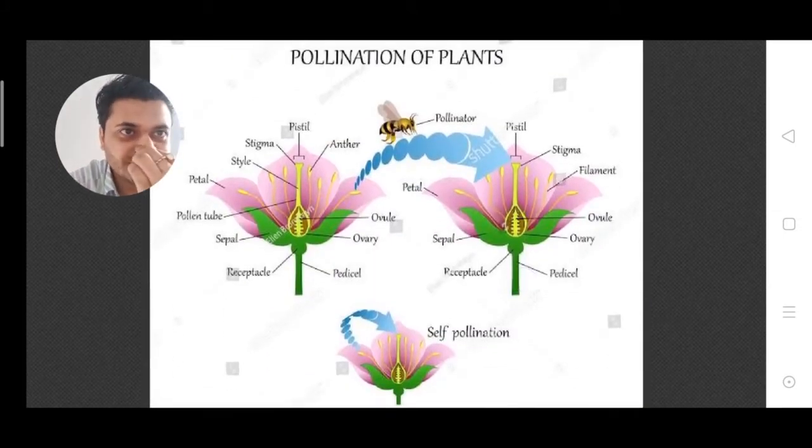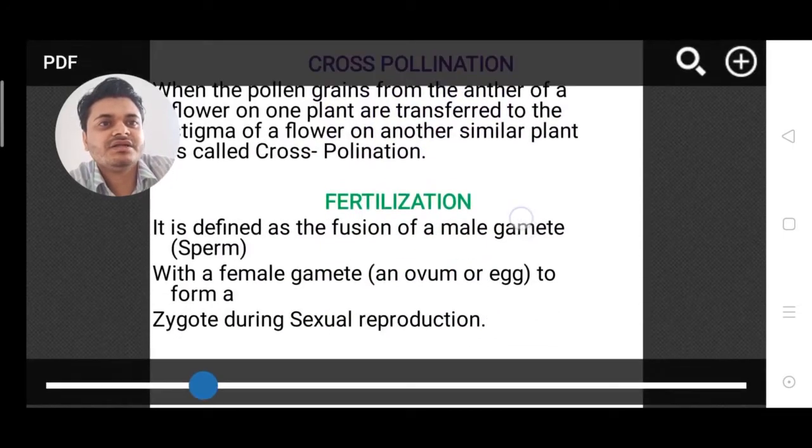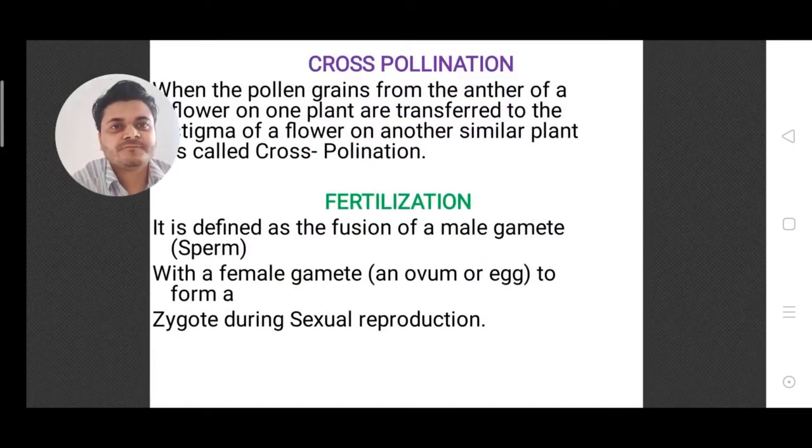Same thing you see, pollination in plants. This on top is also cross-pollination, and below there is self-pollination. On top, one insect is carrying the pollen from one flower to another flower, whereas below, in self-pollination, pollination takes place in a single flower. Now what is cross-pollination? When the pollen grains from the anther of a flower on one plant are transferred to the stigma of a flower on another similar plant, it is called cross-pollination.